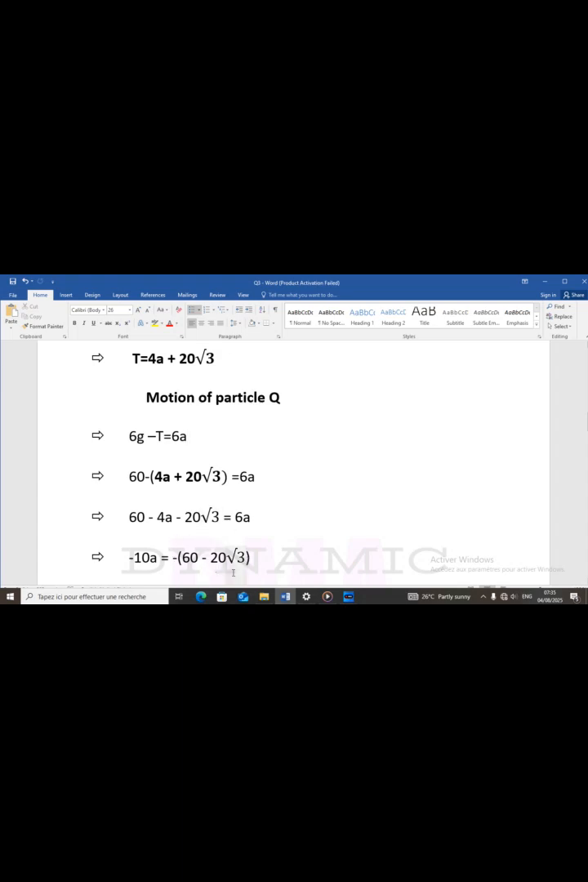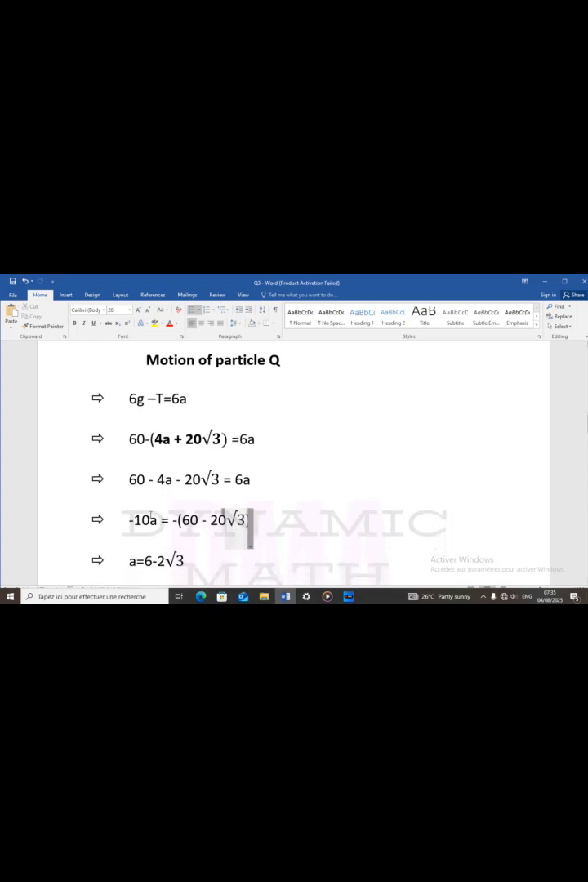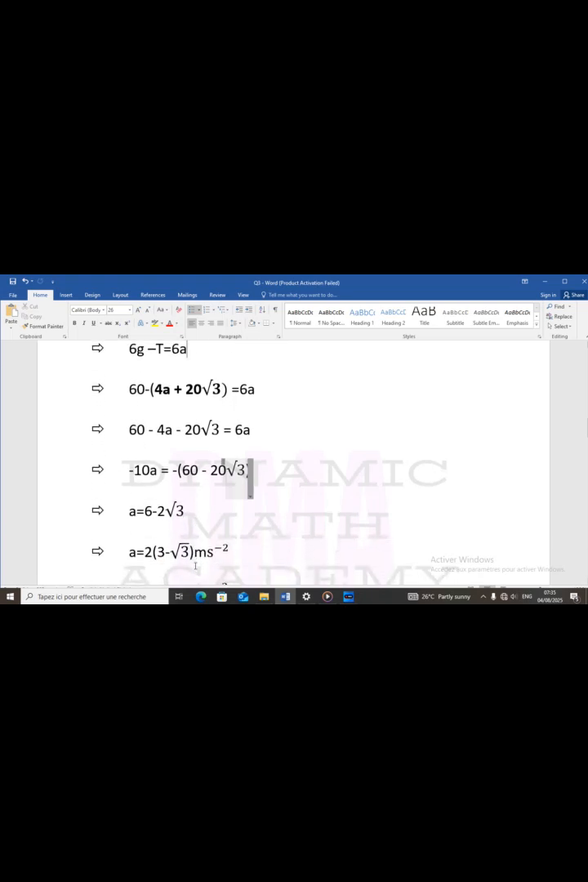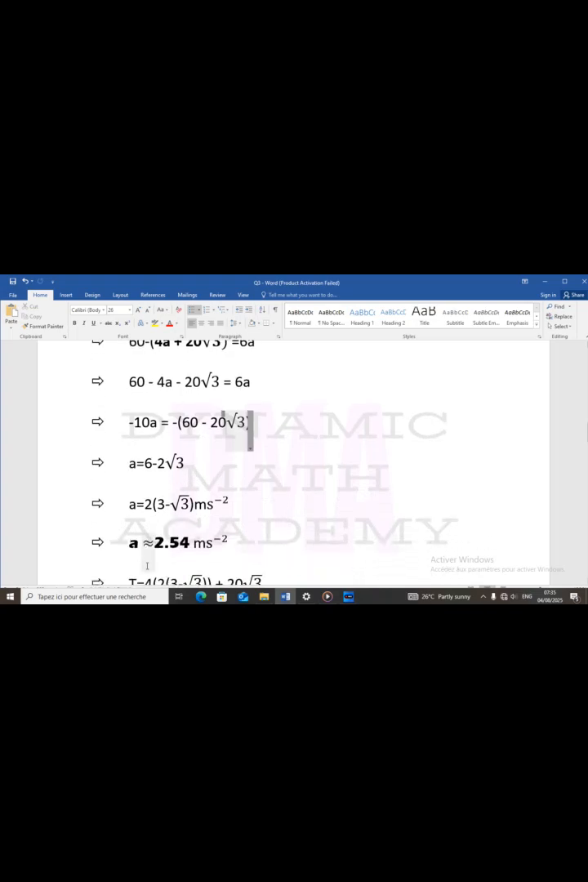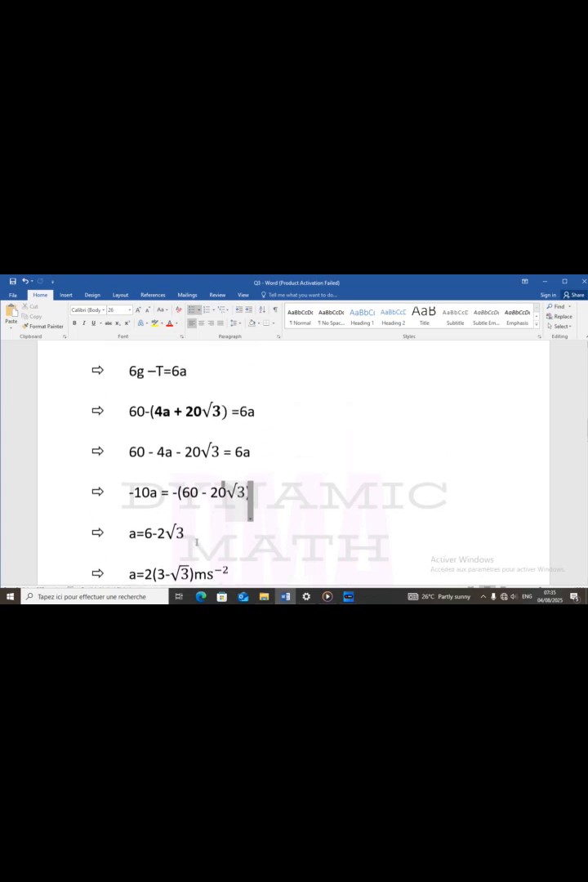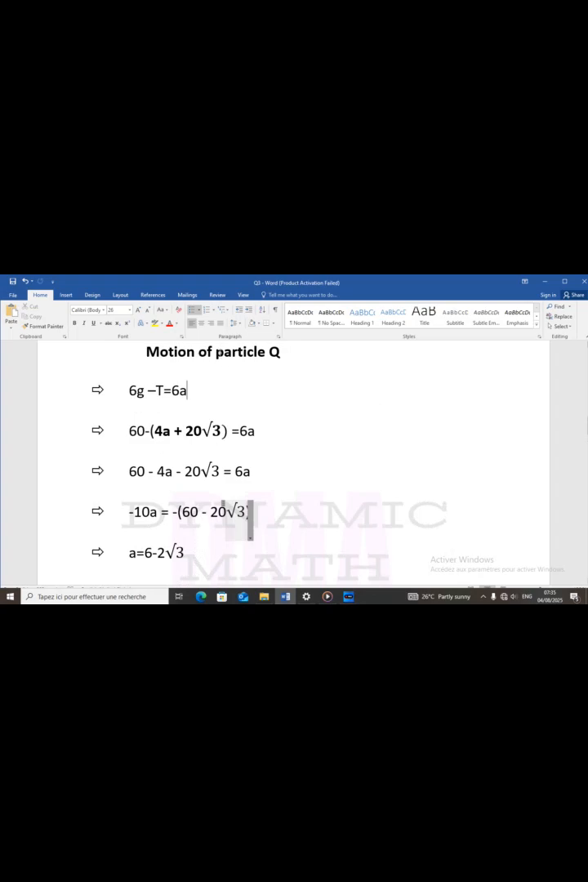From there now, you divide both sides by negative 10, and you realize that a will be equal to 6 minus 2 root 3. It simply means that the acceleration will be equal to 2.54 meters per second squared as the acceleration of the system. Now, to have the tension, we simply take this acceleration and substitute it in any of our equations. We can still substitute here.